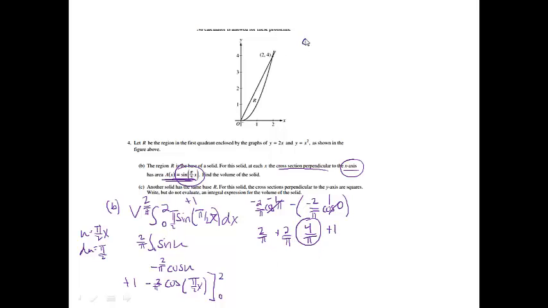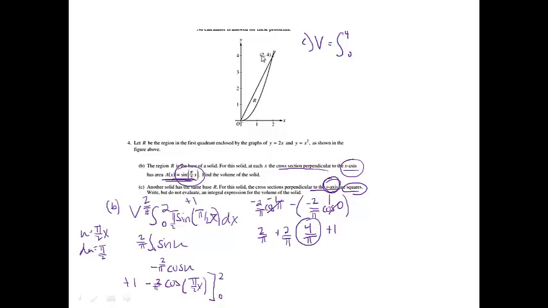Okay, part C. Another solid has the same base. For this solid, the cross sections perpendicular to the y-axis are squares. Write, but do not evaluate, an integral expression for the volume of the solid. So we're going to have volume equals the integral. This time, we are perpendicular to the y-axis, so everything needs to be in terms of y. So instead of going from an x value to an x value, I'll go y value to a y value. So this is going to be 0 to 4.